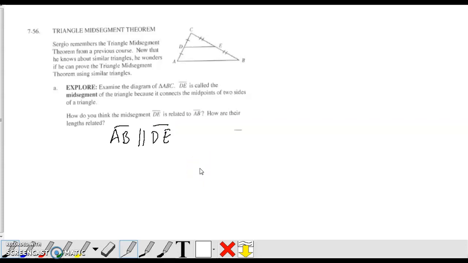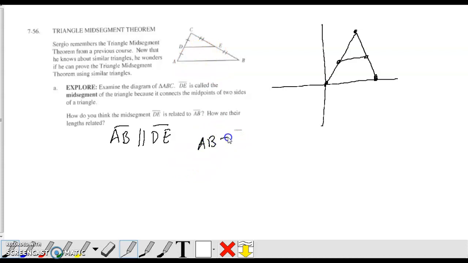Again, we graphed it on a nice little grid, and we found the midpoint, and so we found that this slope and this slope were exactly the same. We also discovered that AB looks like it was double the length of DE, so we can say that AB is equal to 2 times DE, or half of AB is DE. Either one. That's just how they are related from previous courses.